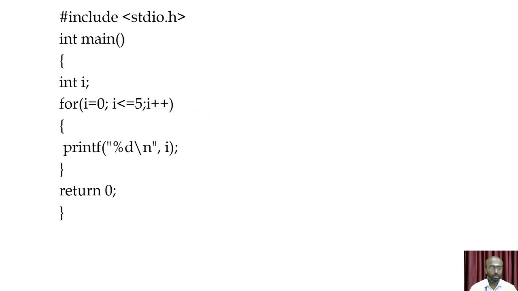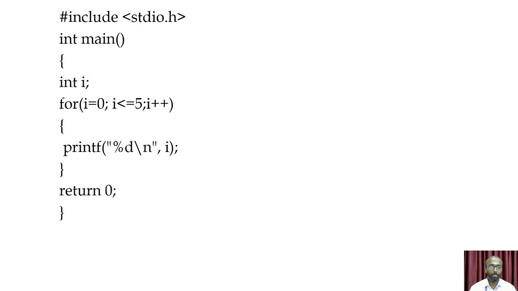Now let's discuss the program here. In main, we have an integer variable i, and in the for loop we have initialized the value of i as 0. Then we have the condition i less than or equal to 5. Then we have the increment part i++.